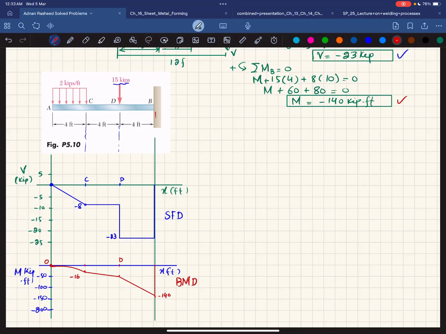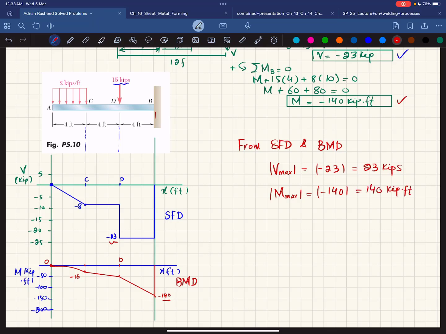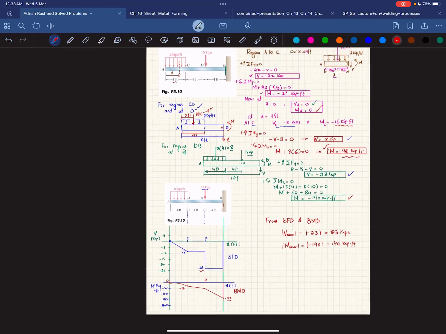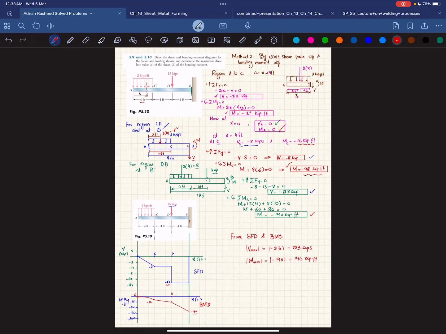So from this SFD, shear force diagram, and bending moment diagram, you can calculate the maximum absolute value of shear force and maximum absolute value of bending moment. So you can see this is minus 23, that is equal to 23 kips, and moment is equal to minus 140 mod, and that will be 140 kips into feet. So this was all about this problem 5.10 that we have solved by using 2 methods.